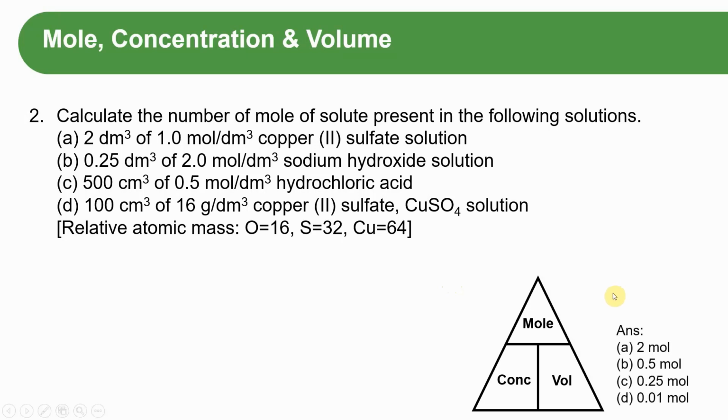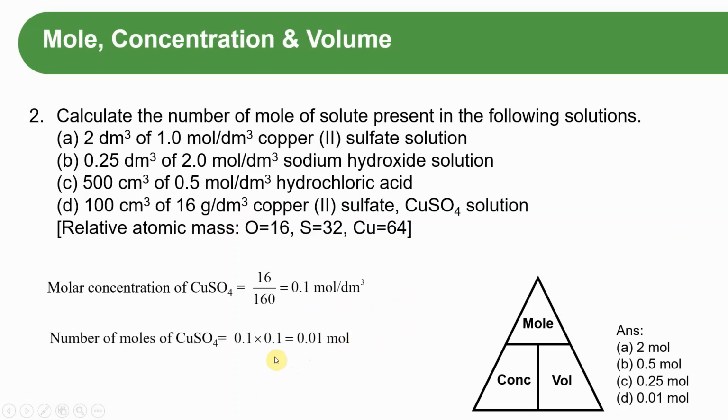Alright, please check your answers. I'd just like to discuss D. First, we convert the mass concentration to mole concentration by dividing by molar mass, which is 160. After we have the molar concentration, we multiply by volume, and then we get 0.01 mole. And that's all for today's lesson.